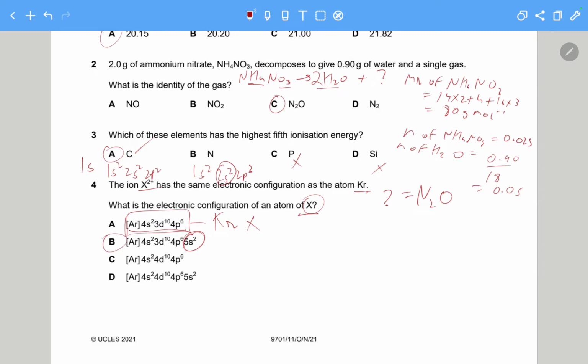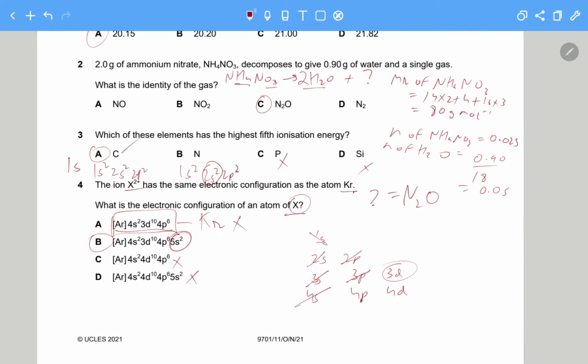If you look at the other options, they are not really possible because after 4s2 you fill 3d and not 4d. Remember, 3d always fills first. If you remember this rule: 1s fills first, then 2s, then 2p, then 3s, then 3p, then 4s, and then 3d. So remember this rule, and therefore C and D cannot be the answers. So the answer is B.